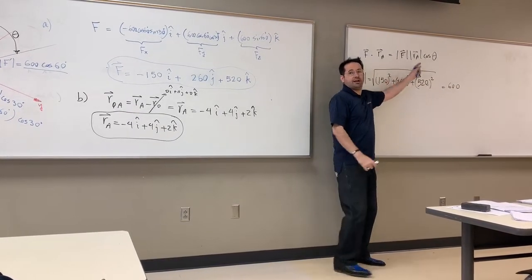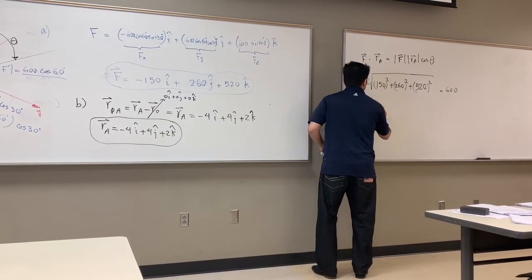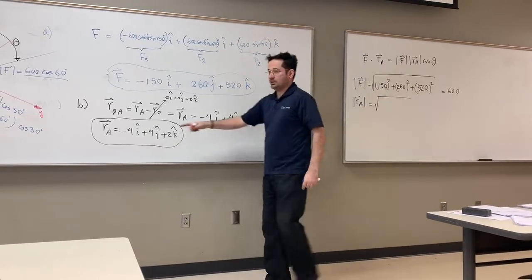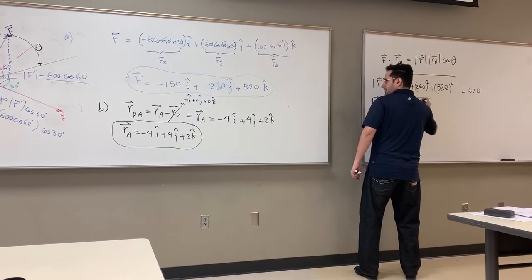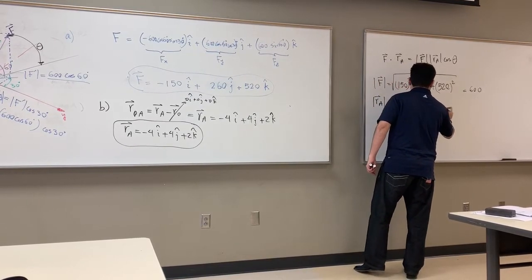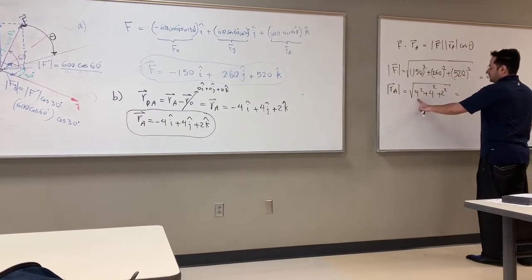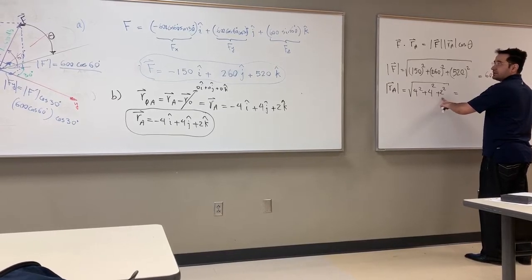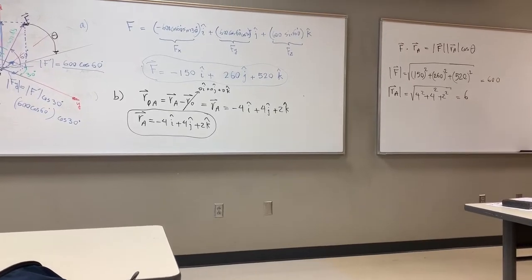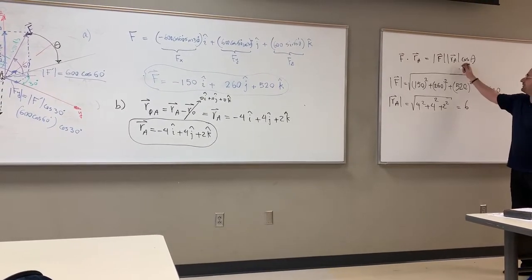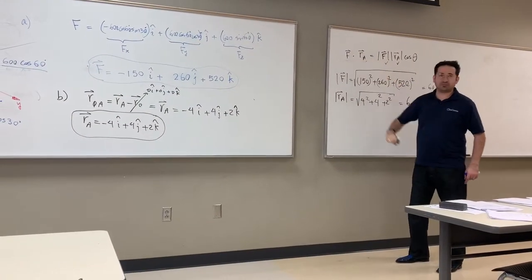The magnitude of RA. The magnitude of RA is equal to the square root of 4 squared plus 4 squared plus 2 squared, which is equal to 6. 16, 32 plus 4, 36. The square root of 36 is 6, right? So what else do I need? I have this, I have this, I have this. I need to do the dot product.